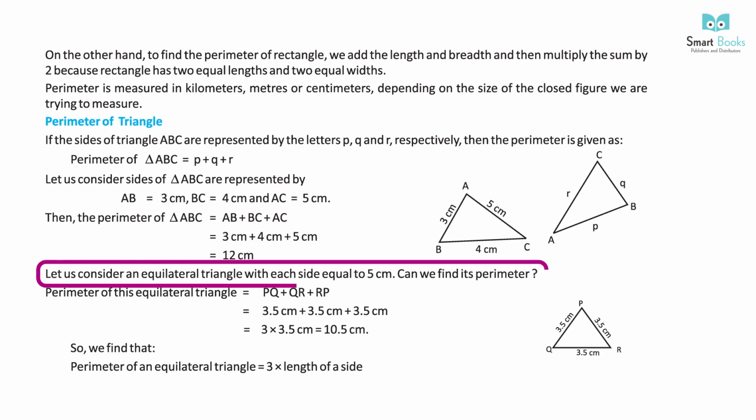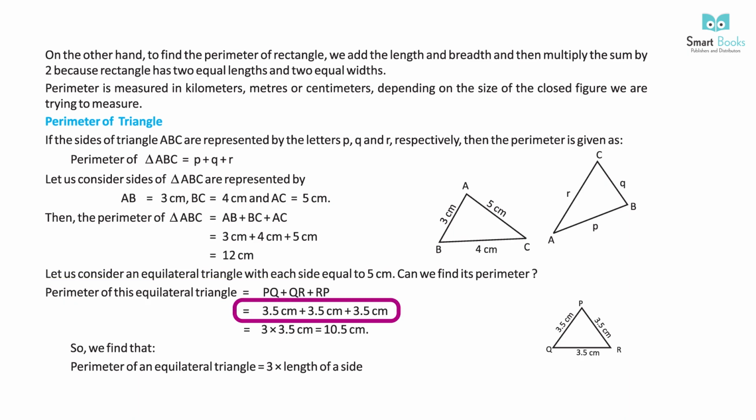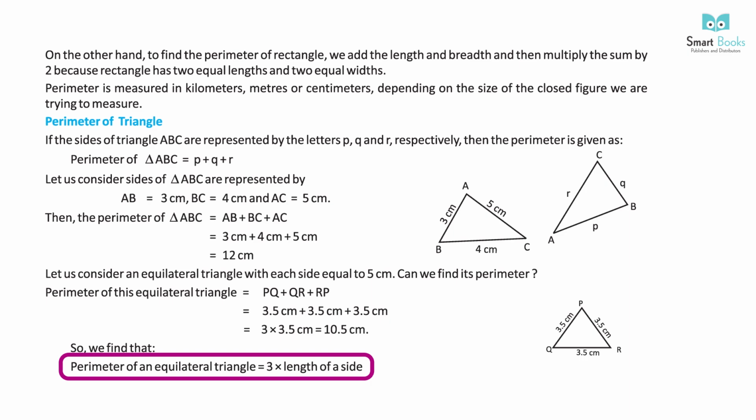Let us consider an equilateral triangle with each side equal to 3.5 cm. Can we find its perimeter? Perimeter of this equilateral triangle is equal to PQ plus QR plus RP is equal to 3.5 cm plus 3.5 cm plus 3.5 cm is equal to 3 into 3.5 cm is equal to 10.5 cm. So, we find that the perimeter of an equilateral triangle is equal to 3 into the length of a side.